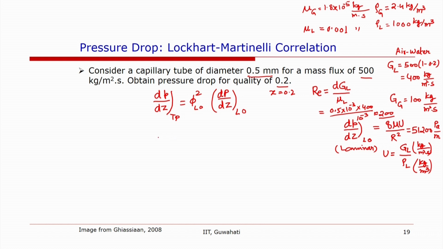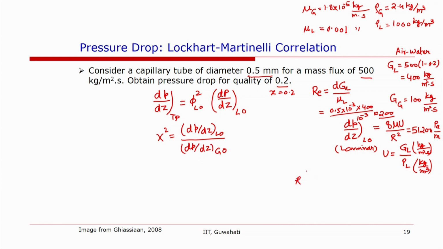Now X squared, which is the Martinelli parameter, that is dP by dZ liquid only divided by dP by dZ gas only. So we need to find out the pressure drop in the gas phase as well.